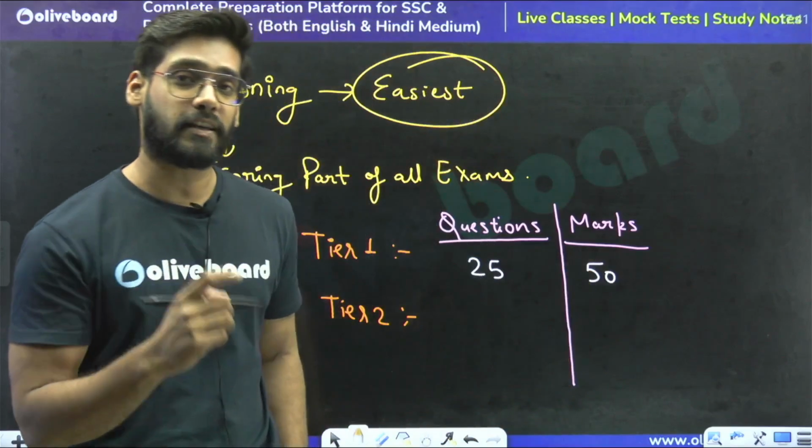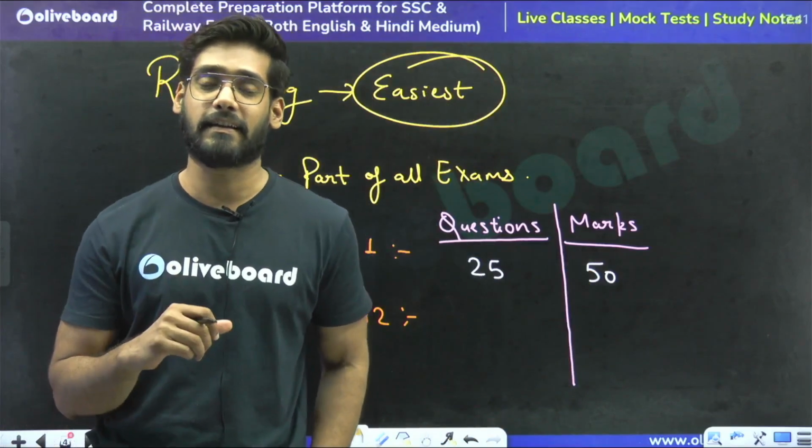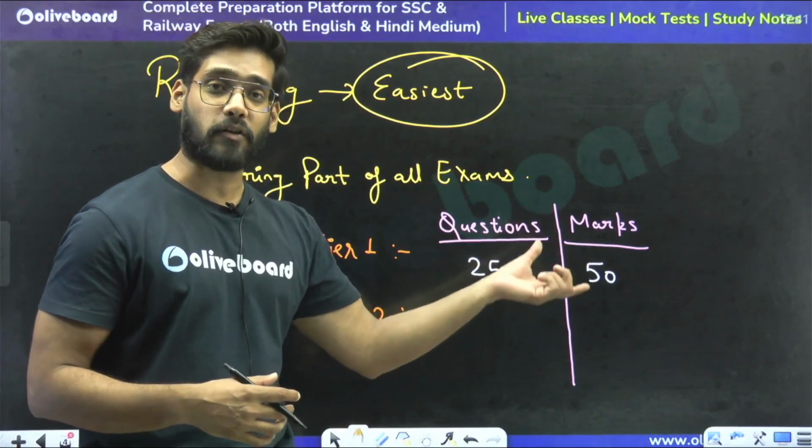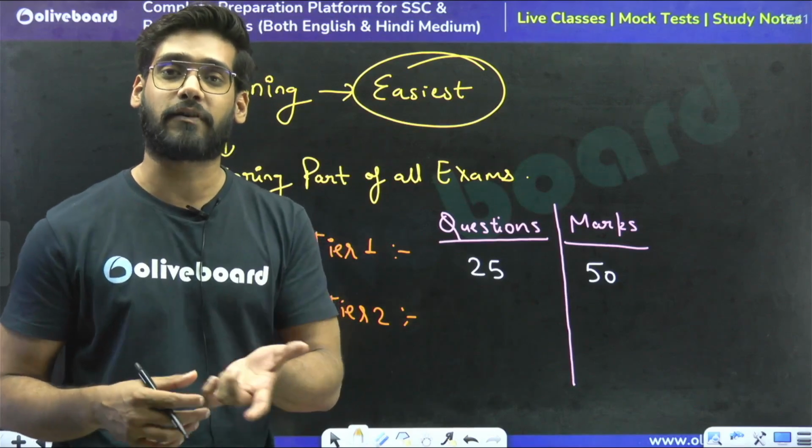And one amazing thing that you should know is that it is possible to score 50 out of 50 in reasoning.